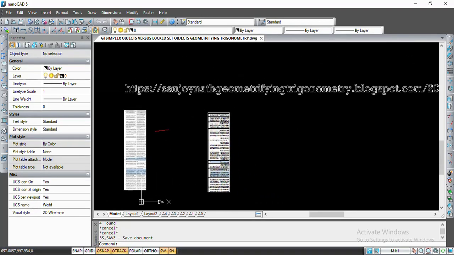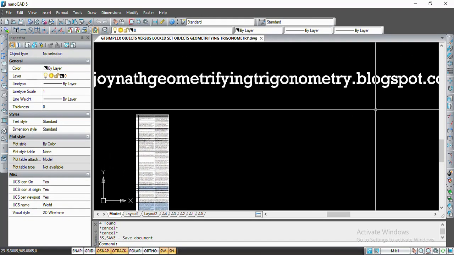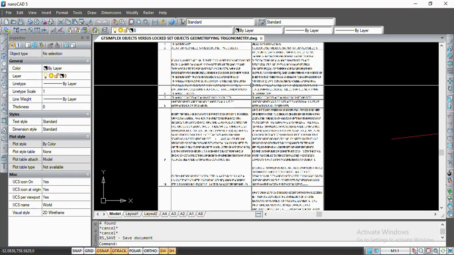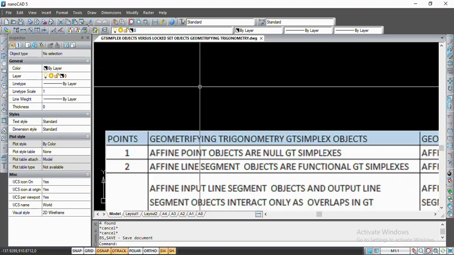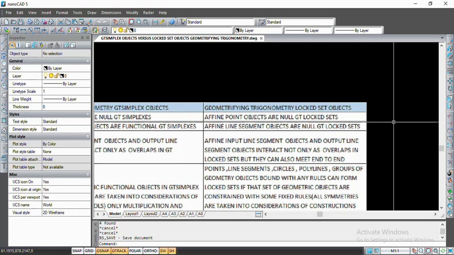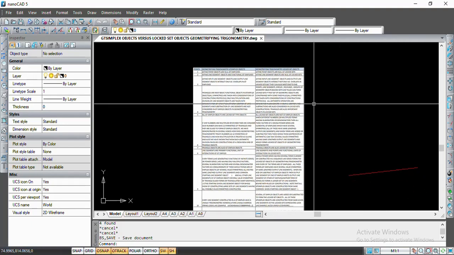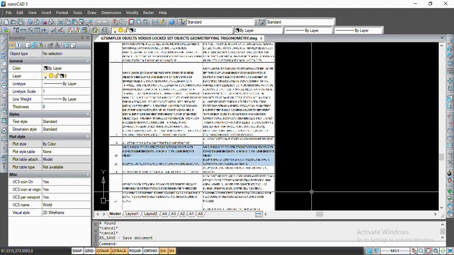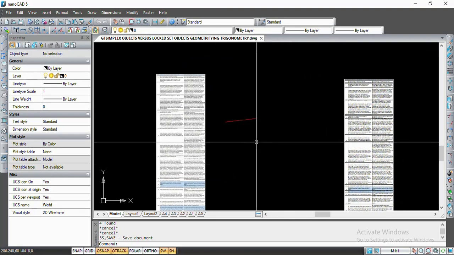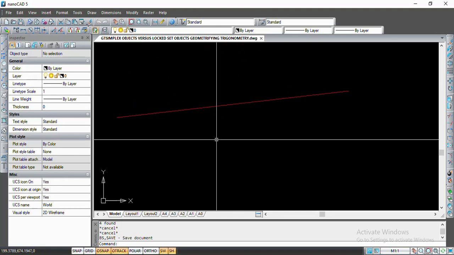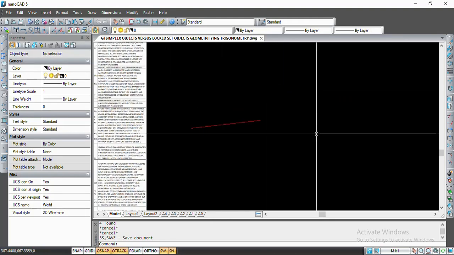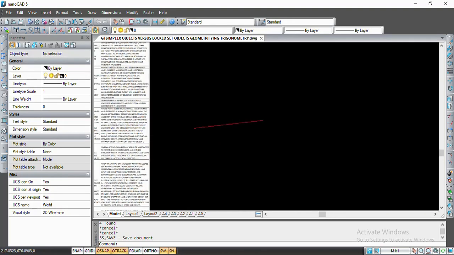In this blog I have described the whole detail of the thing, that is Sanjoy Nath's Geometrifying Trigonometry blogspot.com. You will get this picture also, where I have mentioned the differences between the Geometrifying Trigonometry Gtsimplex objects and Geometrifying Trigonometry locked set objects. You can get the tabular form with the 21 points. I am adding 50 more points. I am testing with several conditions of journey objects before writing some interesting theorem on those things. Until validation is done, I cannot say those things properly. So I am working on those things.